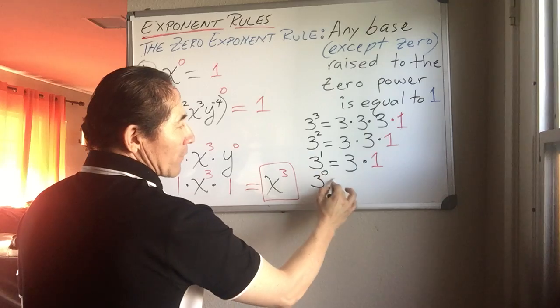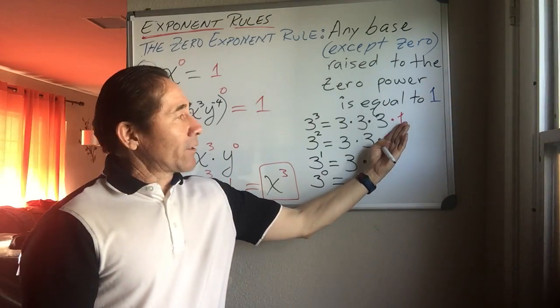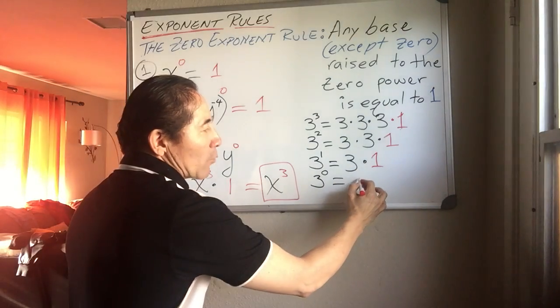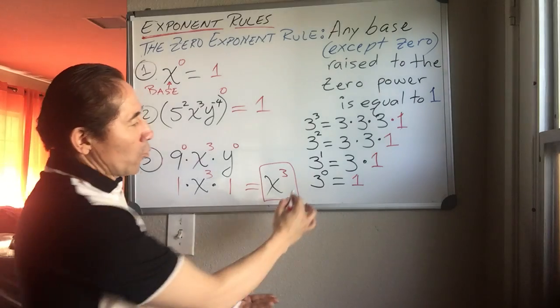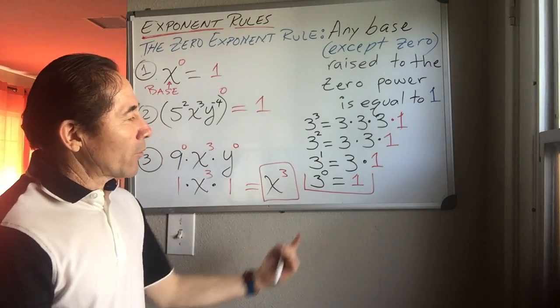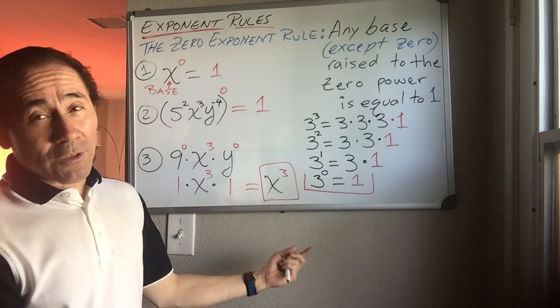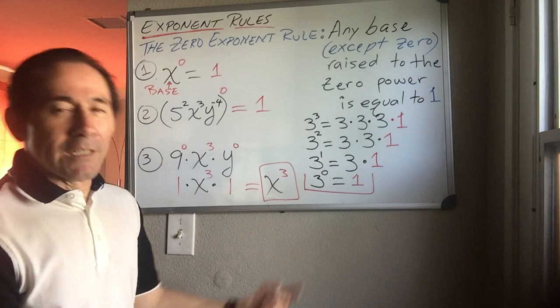Finally, 3 to the 0 power. Well, look at our pattern. This is what we have left, which tells us that 3 to the 0 power is equal to 1. So any expression raised to the 0 power is equal to 1.